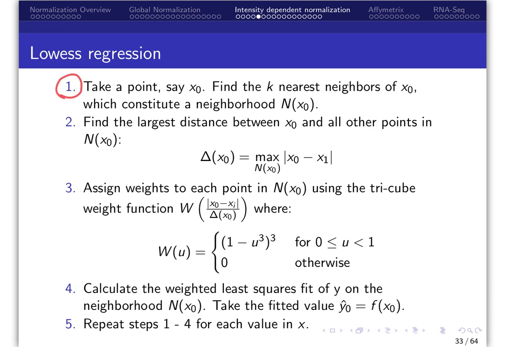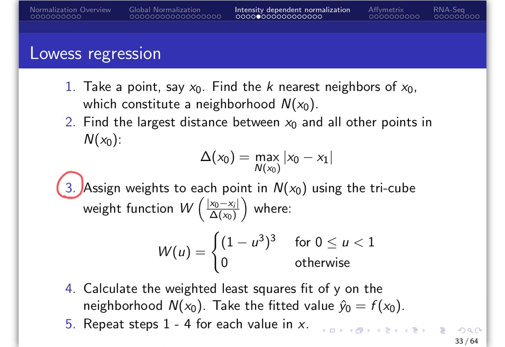First, take a point, say x naught. Find the k nearest neighbors of x naught, which constitute a neighborhood, N of x naught. The number of neighbors, k, is specified as a percentage of the total number of points. This percentage is called the span. Next, calculate the largest distance between x naught and all other points in the neighborhood and call the maximum distance delta of x naught.